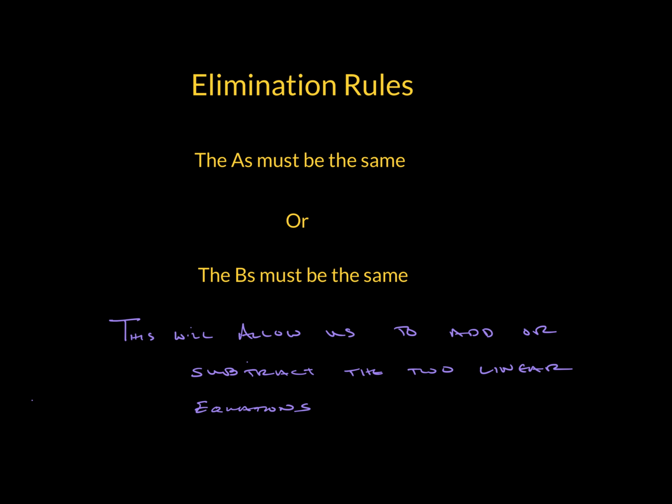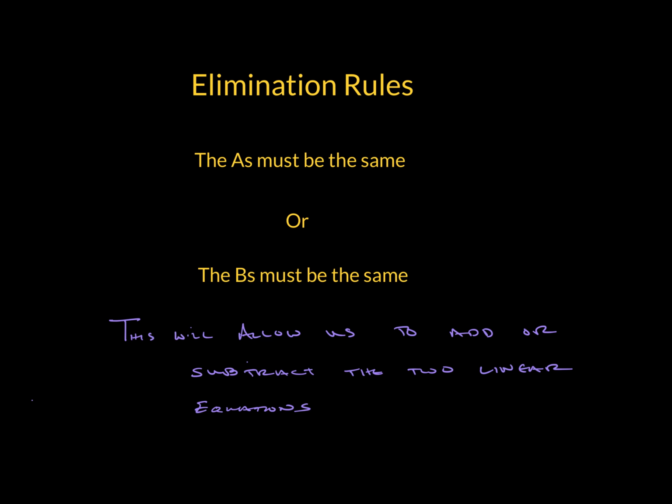Okay, so this is just going to be a quick little tutorial and a bit of a recap of solving systems of linear equations using elimination. So elimination rules are basically this in a nutshell. Your A's must be the same, or your B's must be the same. So one or the other must be the case. Once we have the A's the same or the B's the same, this will allow us to add or subtract the two linear equations.